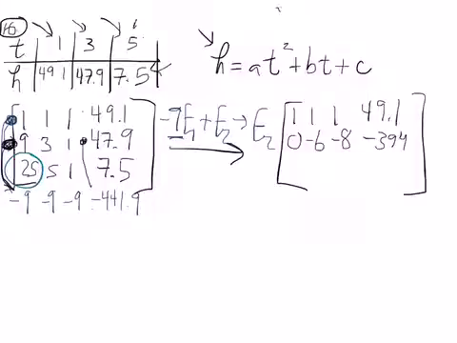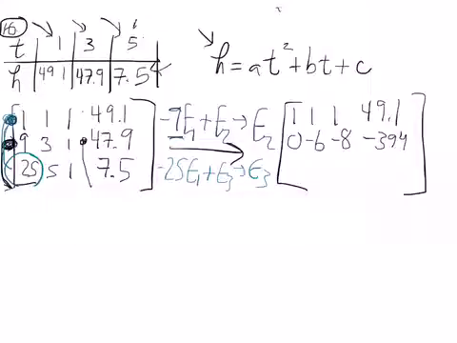So I want that spot to be a 0. So I'm going to use equation 1. And if I go negative 25 times equation 1, add that to equation 3, and put it into the equation 3 spot, I should have a 0 there. So I'm going to erase a little bit, do a little bit of scratch work. So negative 25 times equation 1.